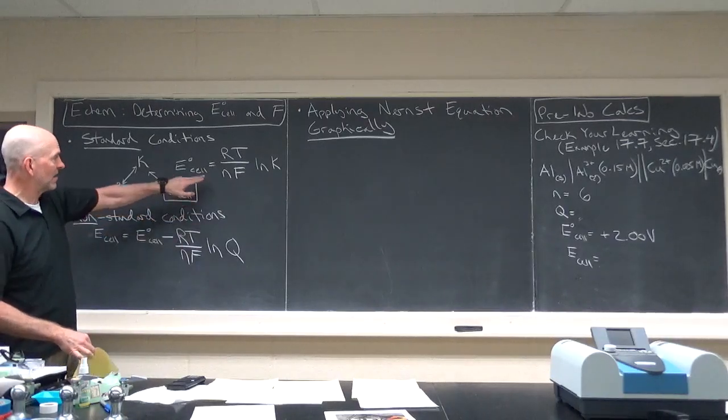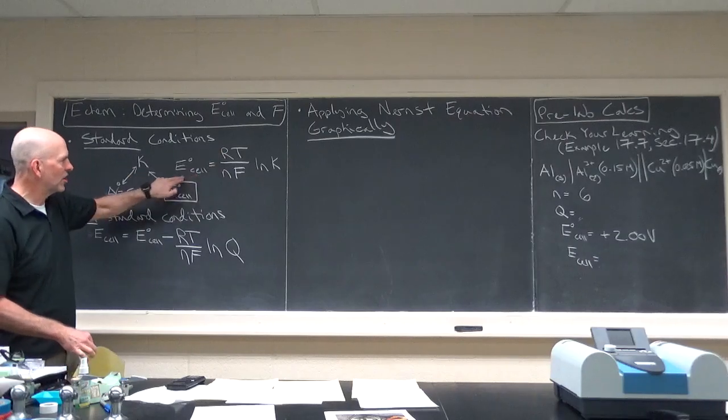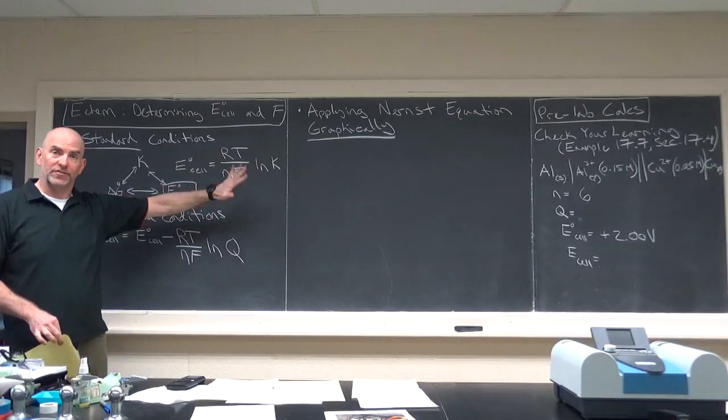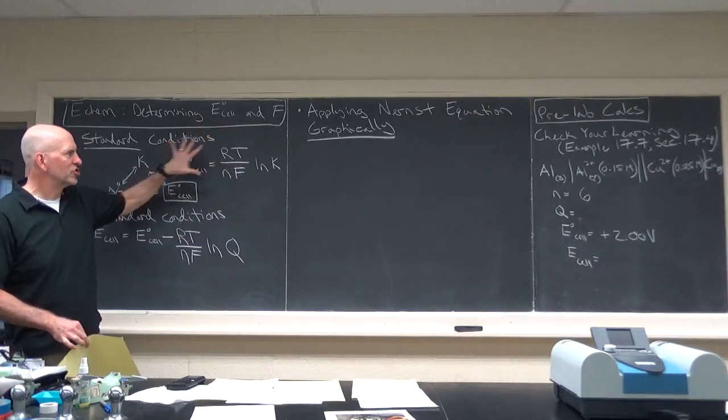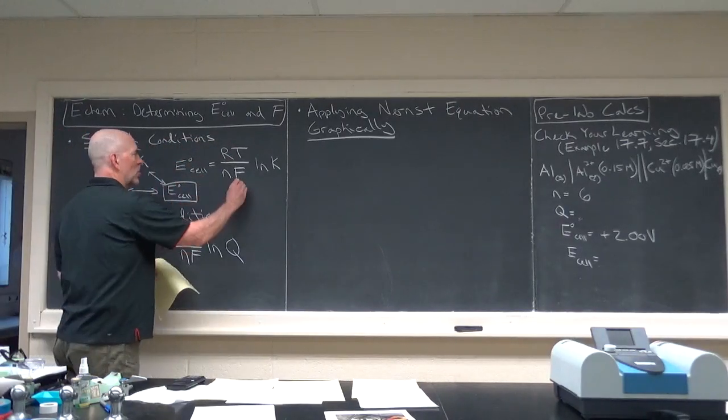So if you have an E cell and you want to get the K, you'll have to bring the NF over here, the RT over here, and then take the exponential of each side. I'm not solving all of that, so you should be able to solve back and forth. A couple things: N is the number of electrons.